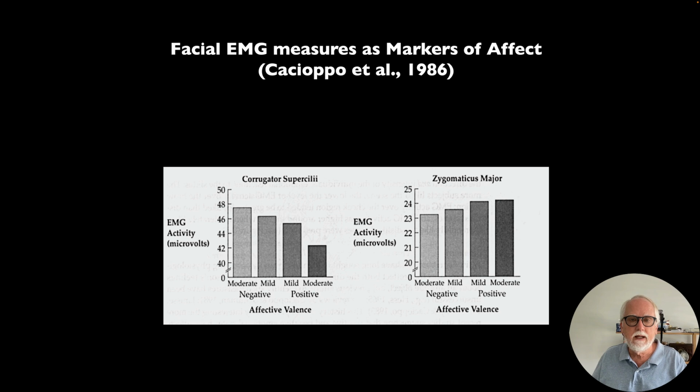On the other hand, we have zygomaticus major, the one that we use when we pull our lip corners back, and you can see that when you look at moderately positive stimuli, you smile quite a bit, and when you look at moderately negative, you smile just a little bit, so it goes back down.